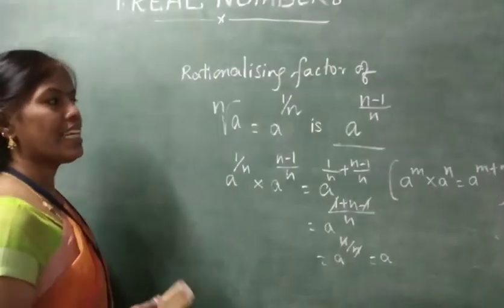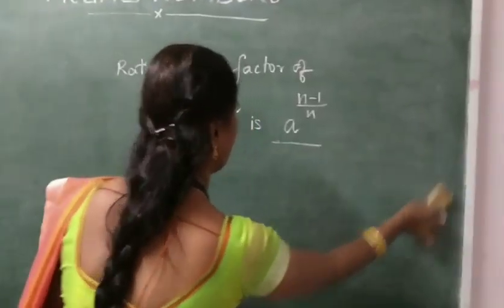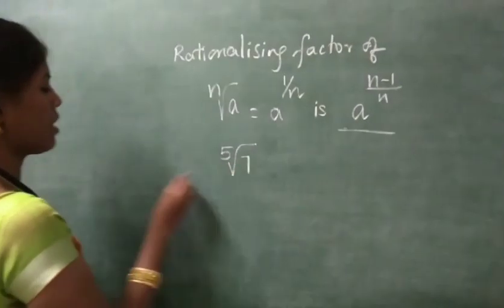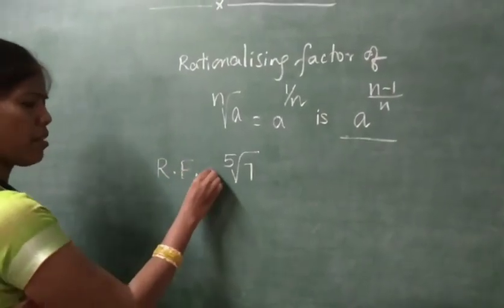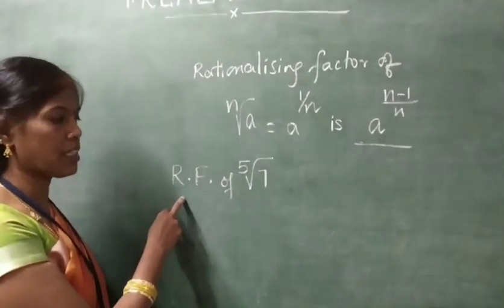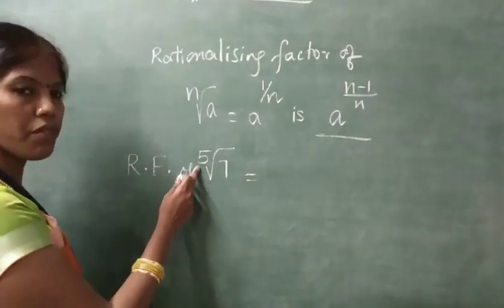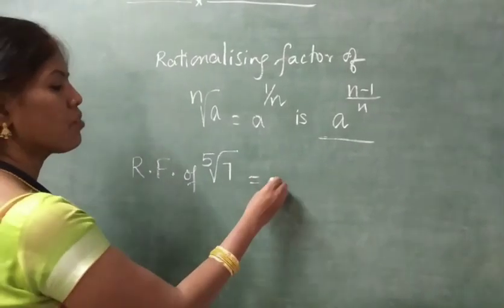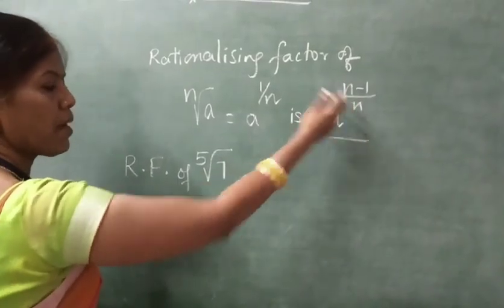For that, let us take one example. Rationalizing factor of fifth root 7. I will write simply as r.f. What is meant by r.f.? R.f. is nothing but rationalizing factor. Fifth root 7 means in the place of n what we are having? 5. So in the place of a what we are having? 7. So what will be the rationalizing factor of nth root a? A to the power of n minus 1 by n.